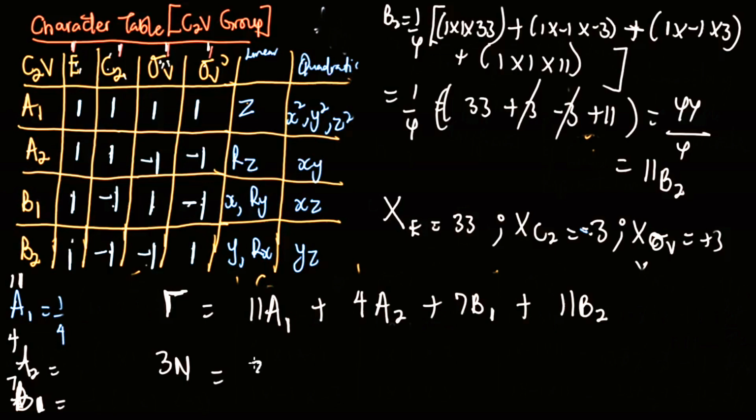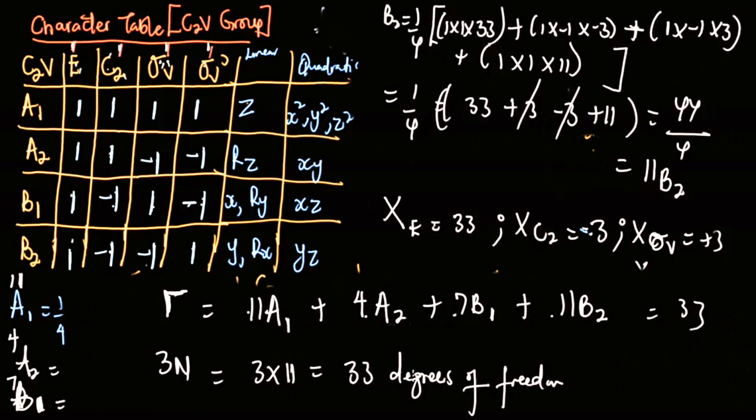That should be 3 times 11. That's 33 degrees of freedom, right? So when we add 11 plus 4 plus 7 plus 11, we have 33. So this confirms that we've done the right stuff. So there are 33 degrees of freedom.